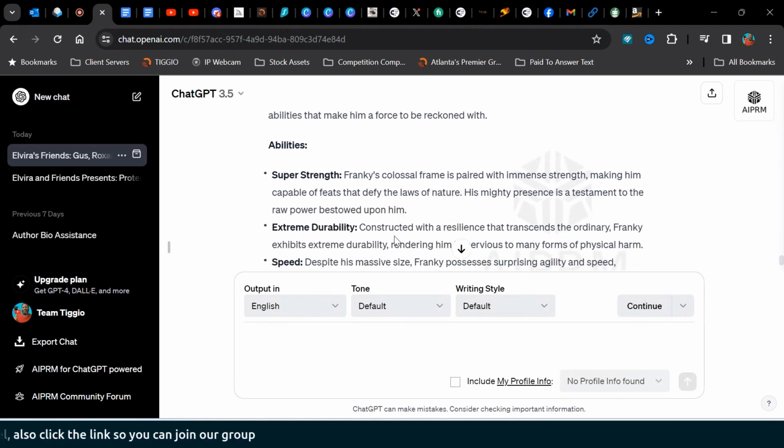All right, right here, he got super strength. Frankie's colossal frame is paired with immense strength, making him capable of feats that defy the laws of nature.